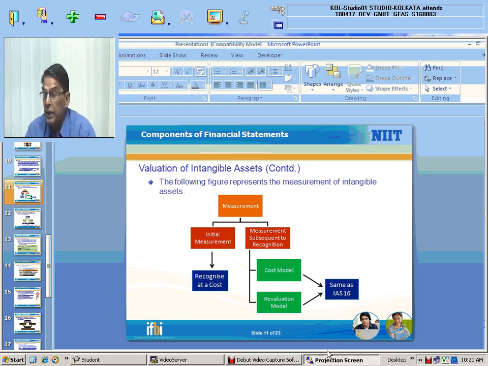For subsequent measurement, there are again two models available, just like PPE under IAS 16: the cost model and the revaluation model. In property, plant and equipment under IAS 16 we saw there are two models for subsequent measurement, and the same applies in IAS 38. The company can decide to use the cost model, or they can revalue the asset from time to time and use the revaluation model. So IAS 38 is similar to IAS 16 with respect to initial and subsequent measurement. We have already explained this under IAS 16.